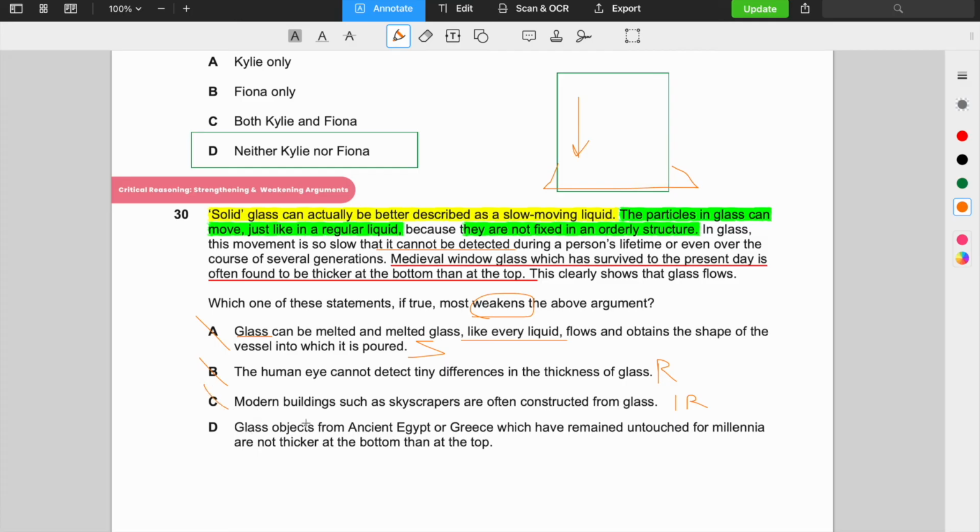D, glass objects from ancient Egypt or Greece, which have remained untouched for millennia, so that's thousands of years, are not thicker at the bottom than at the top. That's very good, because that shows us that not all glass is thicker at the bottom than at the top. So that calls into question the validity of the example they've given here, right? Is it actually that glass is flowing? How do we know that, right? D is a very good option for weakening this argument.